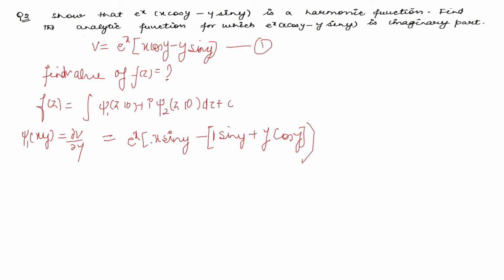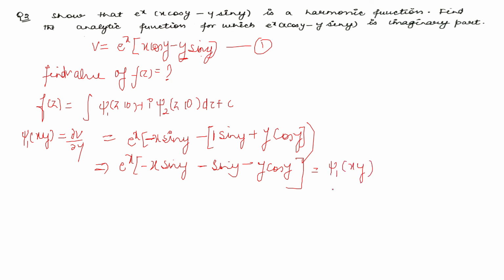Now it will become e to the power x, x cos y is converted to minus sin y, minus y is converted to 1, sin y will be as such, and plus y sin y square minus sin y, so this is your final. So it will become e to the power x minus x sin y minus sin y minus y cos y. Okay, so this is your psi 1 xy.